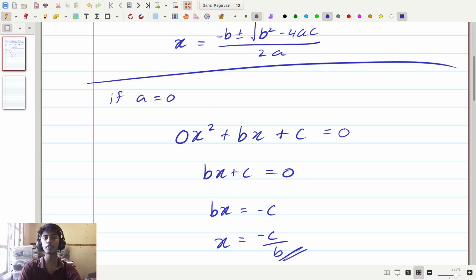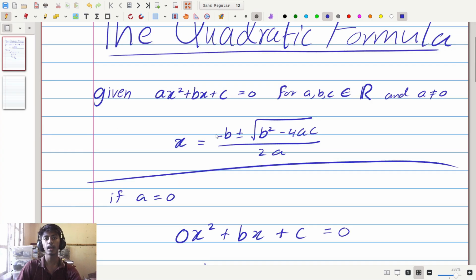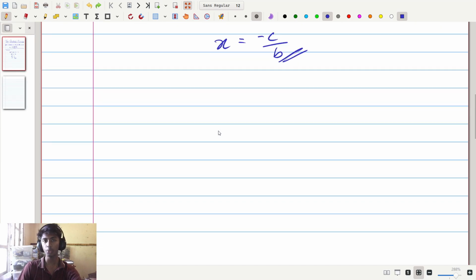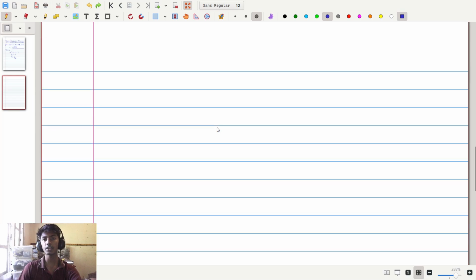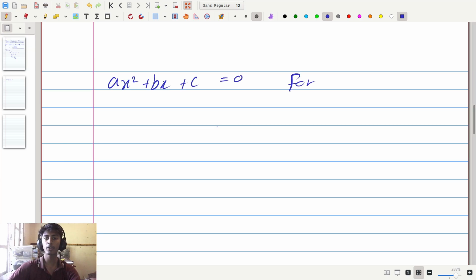Therefore, it is possible for us to solve the quadratic equation when a is equal to 0. We just cannot solve it based on the quadratic formula that we have here. So now that that case is out of the way, and we know that we can solve this kind of equation if a is equal to 0, let's try solving the equation when a is not equal to 0. To do that, let's go to a new page and consider ax squared plus bx plus c equals 0 for a not equal to 0.